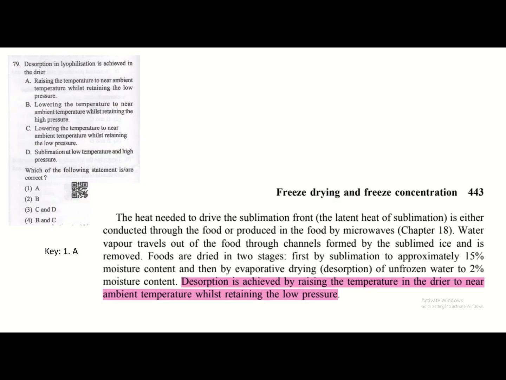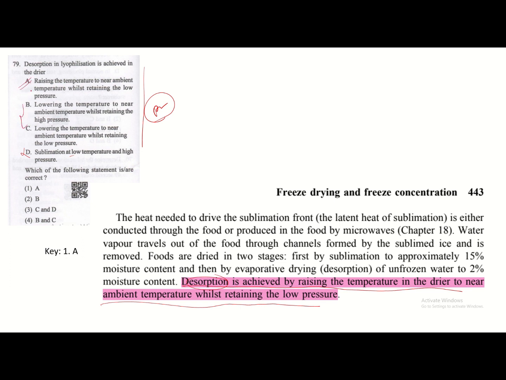Next one is disruption. This topic comes from processing and food engineering. This is the concept I gave: disruption is achieved by rising temperature in order to near the ambient temperature, retaining the low pressure. I have not found this disruption relation with sublimation at low temperature. This is also a wrong answer. So now the only answer is A.